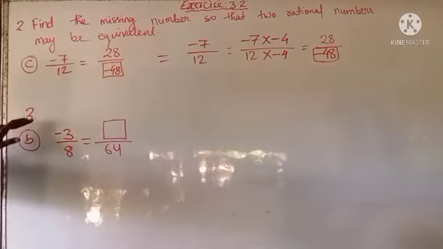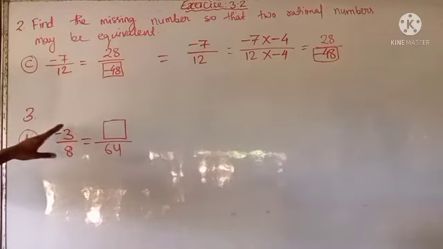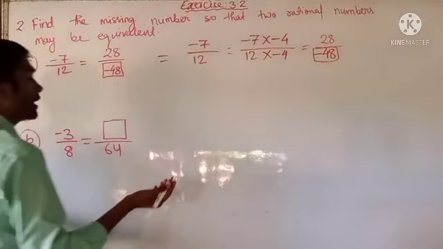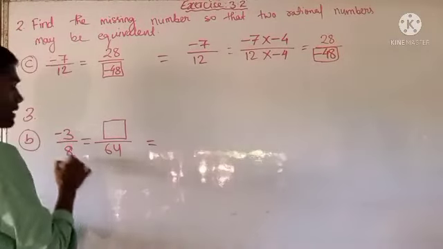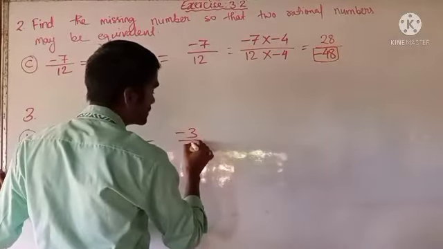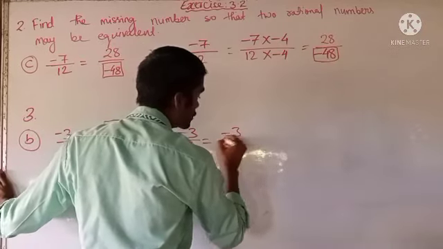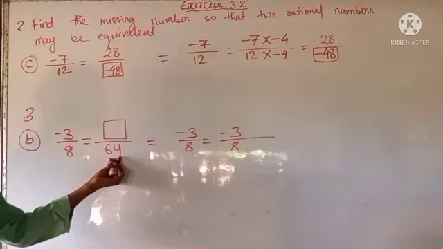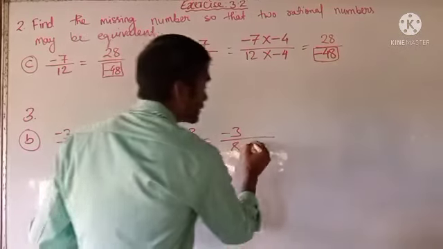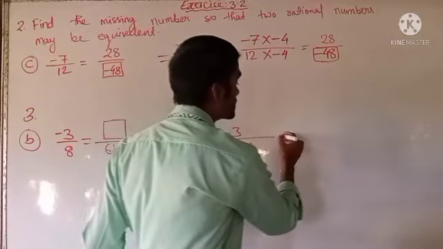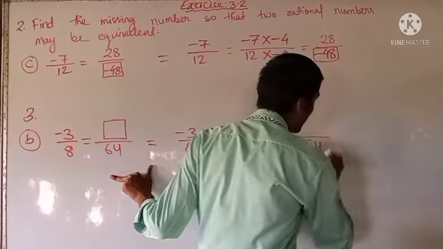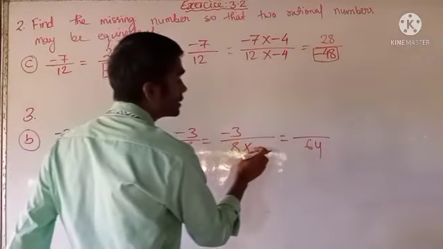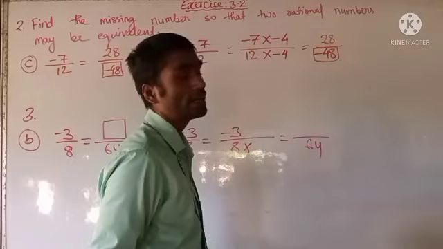Now in the same way, question number 3 is also the same, that is find the missing numbers so that the two rational numbers may be the same, that is equivalent. So now minus 3 by 8, since here it is 64 in the denominator's place, we will have to multiply this 8 with something in order to get this 64 here. So 8 we will multiply with what number to get 64?